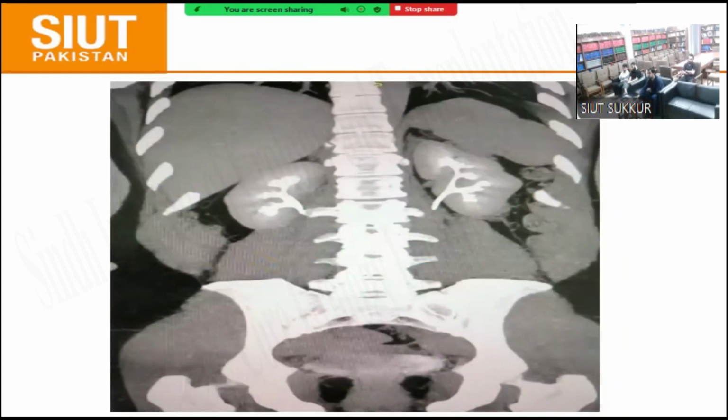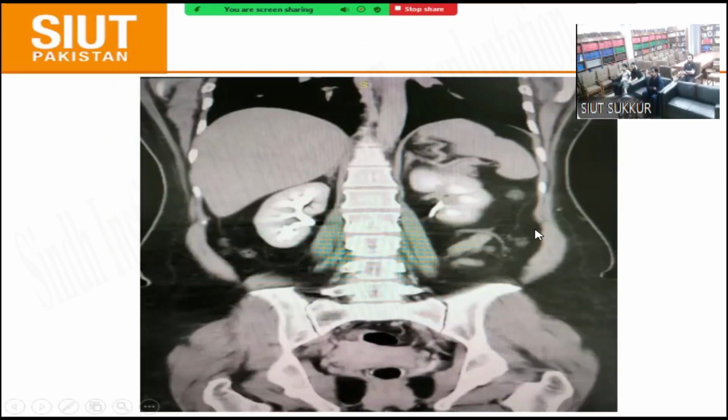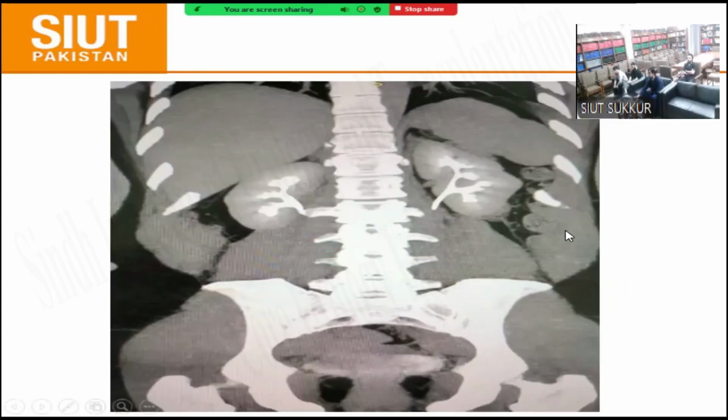Sayat, why do we need an excretory phase? Anyone? Indication of taking excretory images. See the obstruction. Any other thing? To see the washout of contrast. Washout of contrast, obstruction, or any upper tract malignancy. Sayat, next. This is a normal excretory phase. This is also a normal excretory phase image.